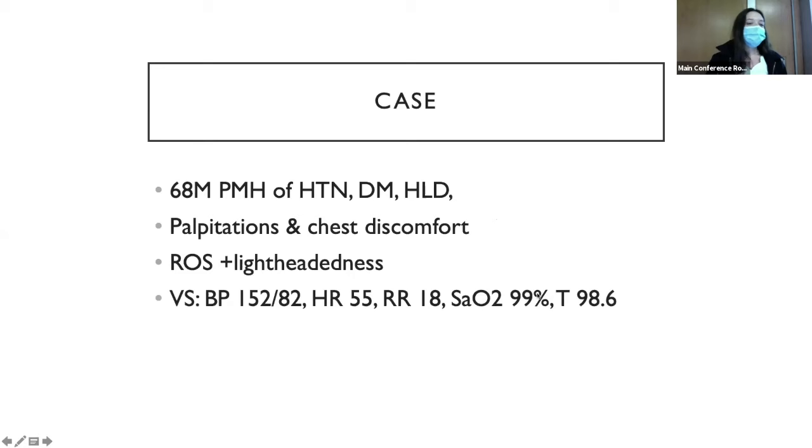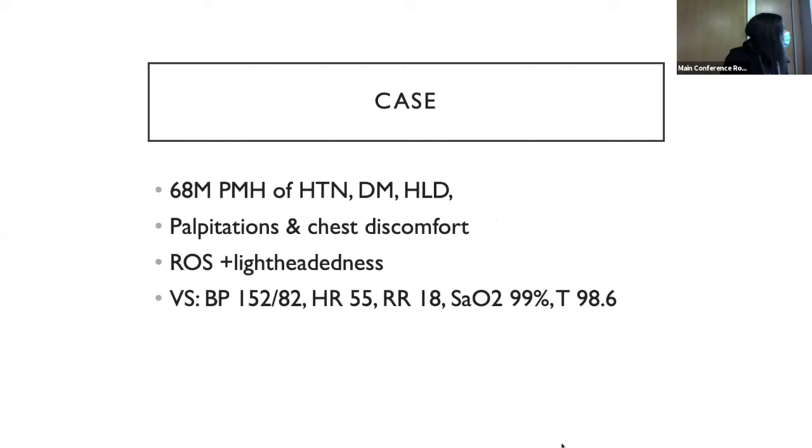We have a 68-year-old male. He has a past medical history of hypertension, diabetes, and hyperlipidemia. He's coming in today because starting this morning, he had palpitations and chest discomfort. On review of systems, he had some lightheadedness that has now been resolving since he's been in the ED. Denies chest pain, dyspnea, no nausea, vomiting, or diaphoresis.